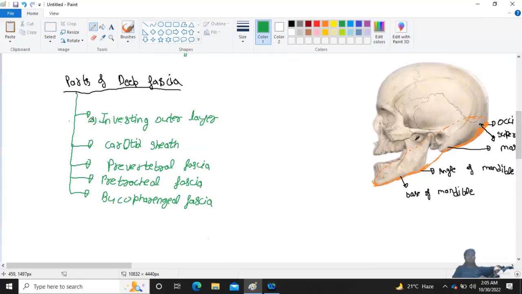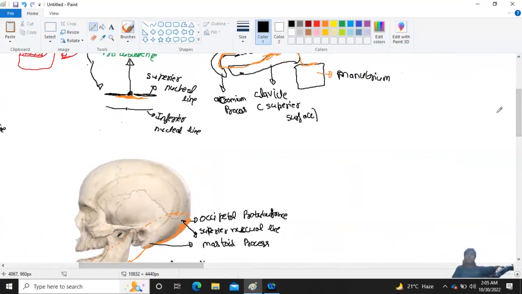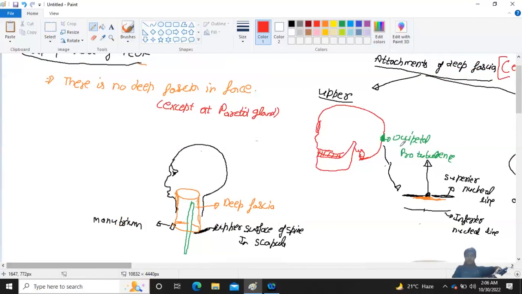So first is the investing layer. It is the outermost layer, and all the upper and lower attachments are the investing layer attachments. Remember, these are the attachments of the investing layer. Basically these are all the deep fascia, so there are many layers. So we can write here: these are the investing layer attachment parts. First is the A part, investing layer, deep fascia. Done. These are the deep fascia attachments.